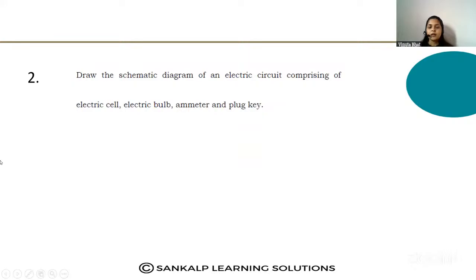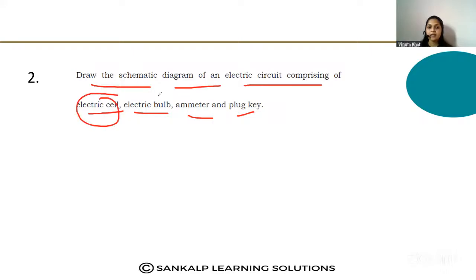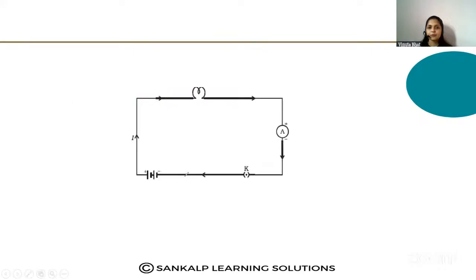Next question. Draw the schematic diagram of an electric circuit comprising of electric cell, electric bulb, ammeter and plug key. So here you have to draw the schematic diagram of an electric circuit which should contain electric cell, electric bulb, ammeter and the plug key. So this is the electric circuit. Here this is the electric battery and plug key, ammeter and electric bulb. So this is the electric bulb.